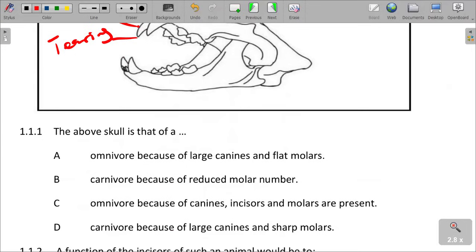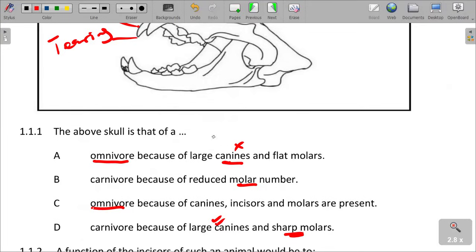It cannot be an omnivore. An omnivore does not have this type of teeth, because of the large canines. The omnivore does not have large canines, so that is not correct. Carnivore because of reduced premolars? We don't talk about the premolar teeth, we talk about the canines. I said there are large canines. So an omnivore also does not fit because of the canines and incisors. It actually is a carnivore because of large canines and sharp premolars.